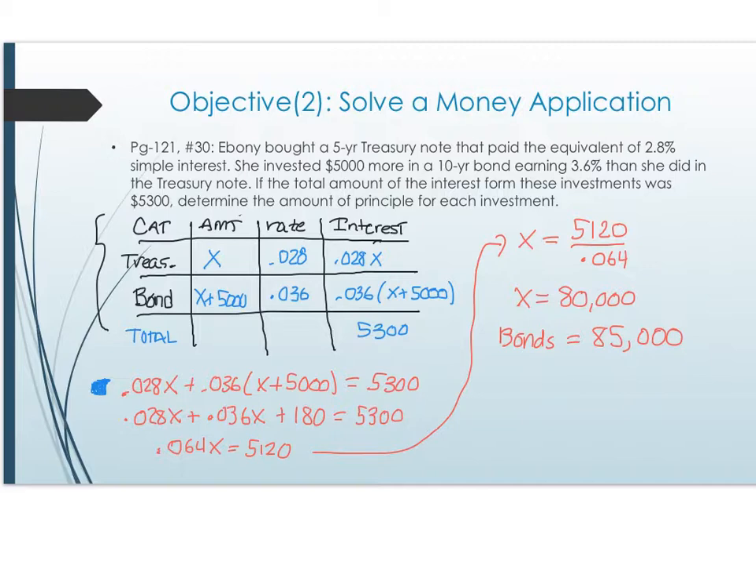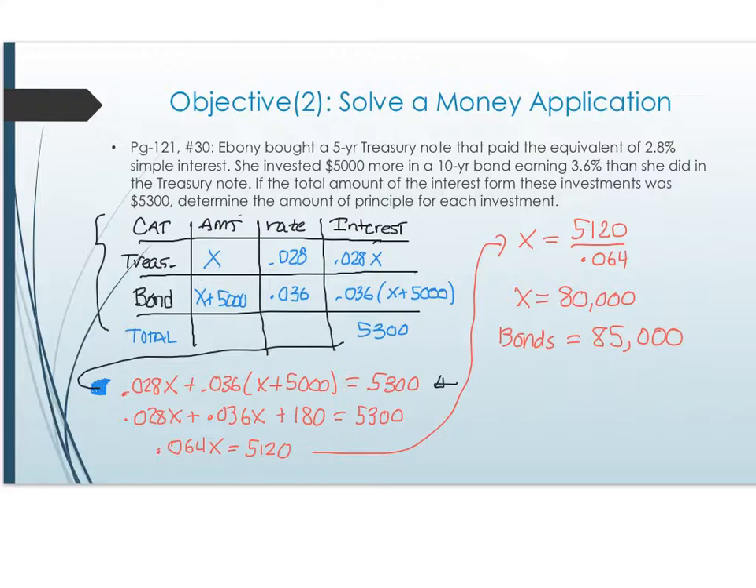When I add the two interests for the two different funds, I should end up with $5,300. So that's what I did. I took this last column, and there it is: 0.028 times x plus 0.036 times x plus 5,000 is equal to 5,300.